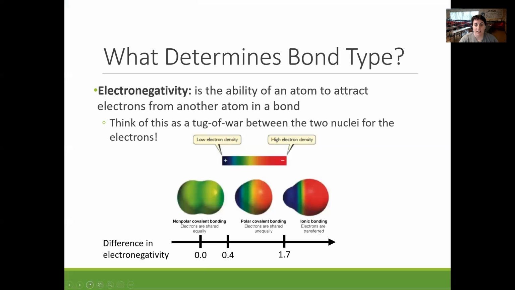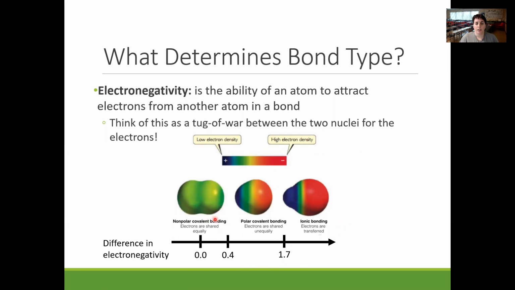So as a reminder, electronegativity is the ability of an atom to attract electrons from another atom in a bond. So we're talking about two atoms that are in a bond, and they're pulling on each other's electrons. You can kind of think of it like a tug of war between the two nuclei for those electrons. Both nuclei are attracted to the electrons and they're both pulling on them. But some atoms are better at pulling on the electrons than others. So we end up with what's called a difference in electronegativity.